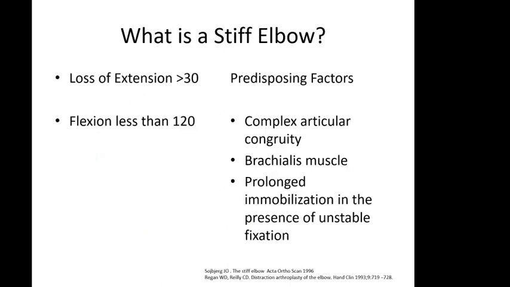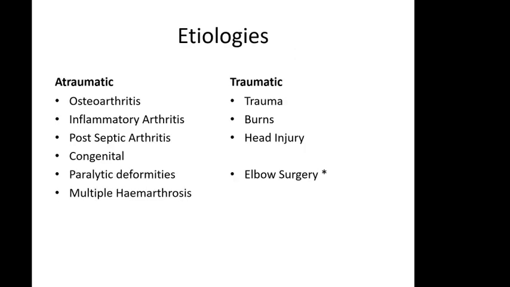What is a stiff elbow? Any loss of extension of more than 30 degrees and flexion less than 120 degrees is a stiff elbow. There are predisposing factors which include complex articular congruity, anterior brachialis muscle, and prolonged immobilization needed when there is an unstable fixation. There are multiple etiologies, but overall these are atraumatic and traumatic.